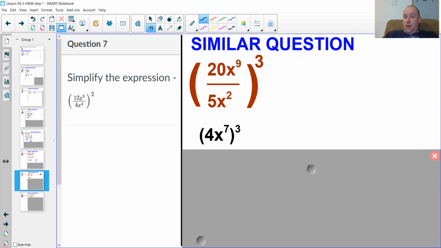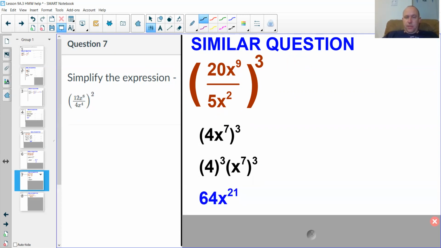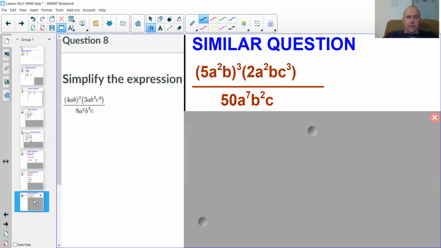And then 4 cubed, you might actually know that one. 4 times 4 times 4 is 64. And 7 cubed, 7 times 3 is 21. And we're done. And that's going to be much easier than trying to simplify 8,000, which is 20 cubed, divided by 5 cubed, which is 125. Yes, you can use a calculator, but always try and simplify first. It'll make your life that little bit easier.